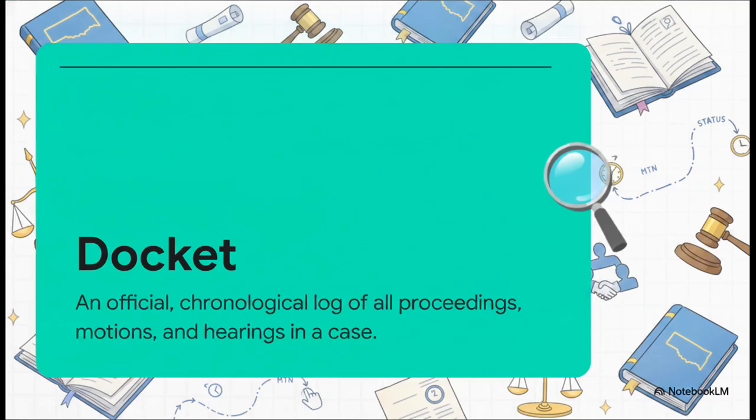To read it like a pro, just keep an eye out for legal shorthand. For example, MTN simply means someone filed a motion. Status means there was a status hearing. By reading this timeline top to bottom, you get to see the whole narrative arc of a legal dispute or a criminal charge, and you never even have to step foot inside a courtroom.